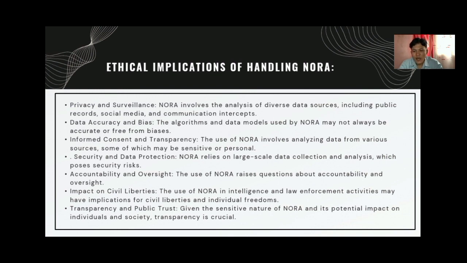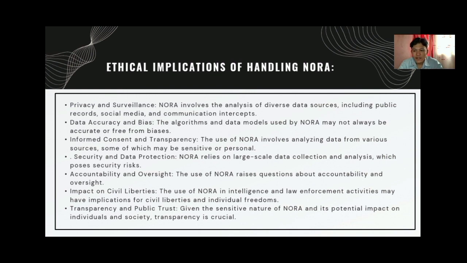Accountability and oversight are crucial aspects of ethical NORA usage. Clear lines of responsibility and accountability must be established to ensure that NORA is employed ethically and in compliance with the legal and regulatory frameworks. Oversight mechanisms such as independent audits and review boards can help ensure responsible and ethical use of NORA and guard against potential abuses.